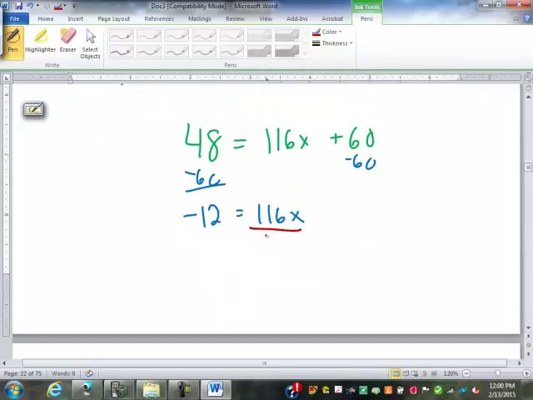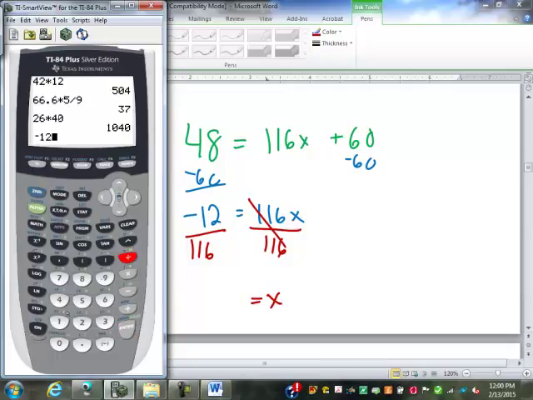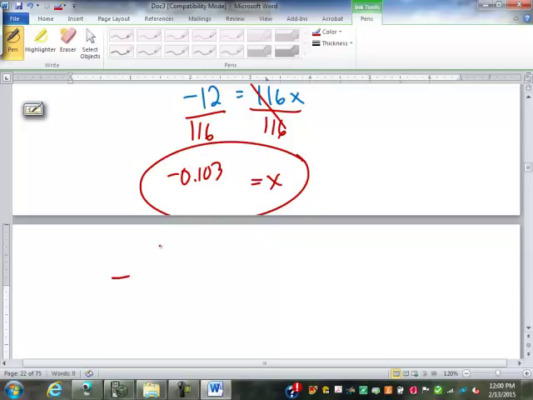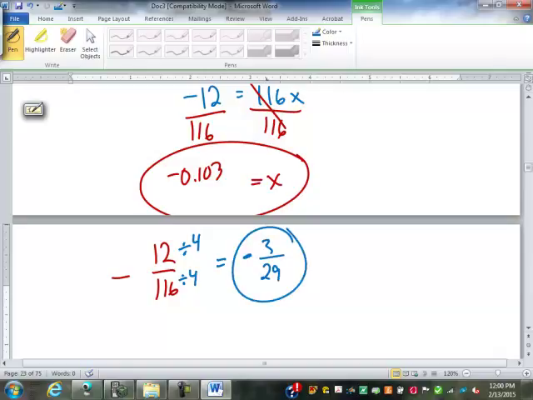So x equals negative 12 divided by 116, which is negative 0.103. Or if we wanted to have it exact, instead of having a rounded decimal, put the negative up front, 12 over 116. Both can be divided by 4, which gives us 3 over 29, so negative 3/29.